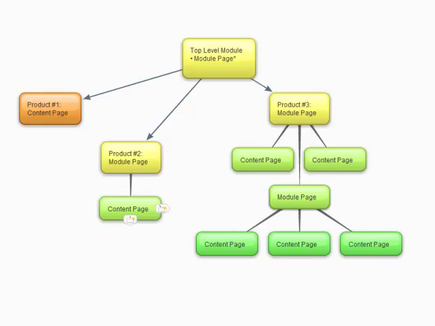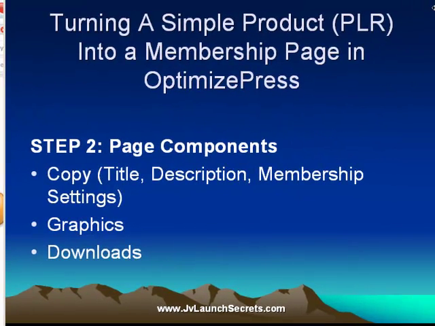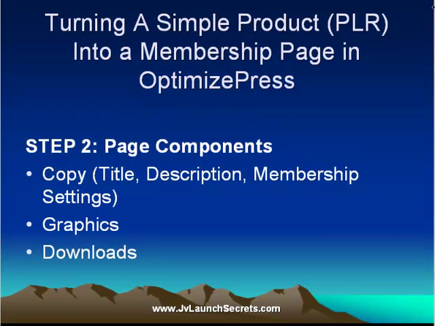So let's go back to the PowerPoint here. Now we went through step 2, looking at the components in Optimize Press: the graphic components, the copy components, and the download components. And I showed you different case scenarios depending on how big your modules or your products are. Okay, and now we're going to go through step 3, the implementation.